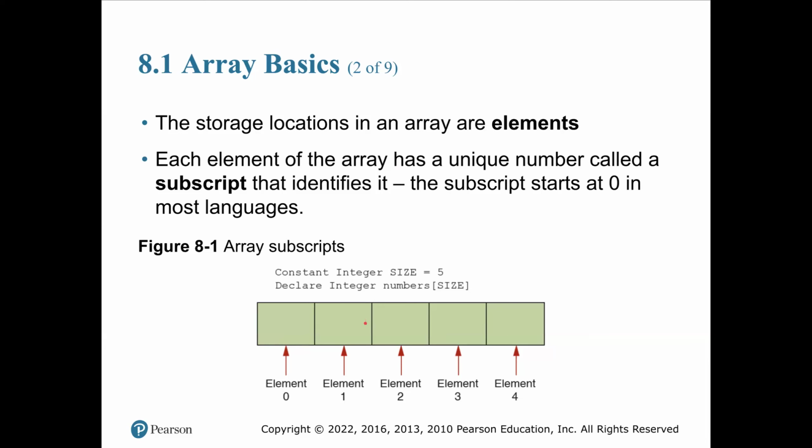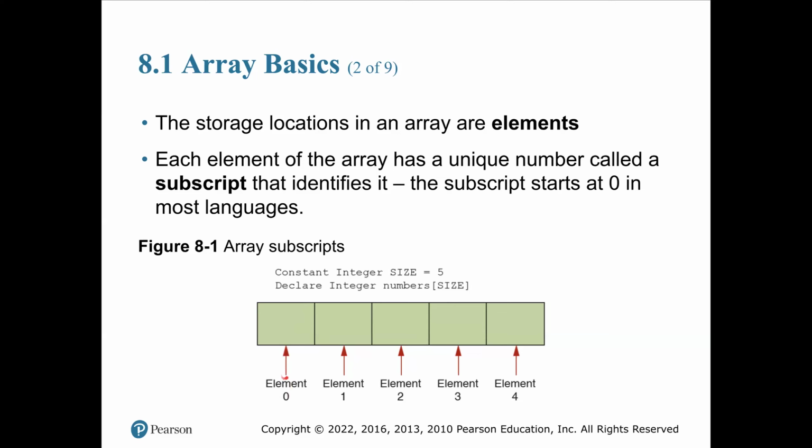Now, all of the elements have to be the same type. In this case, they're all integers. So in Java, you cannot have a mixed array with different types. You can't have a single array with an integer in one and a double in another and a string in a third. That doesn't work in Java. That does work in some other languages, but in Java, all of the elements of an array have to be the same type. We also refer to these elements using the subscript notation.